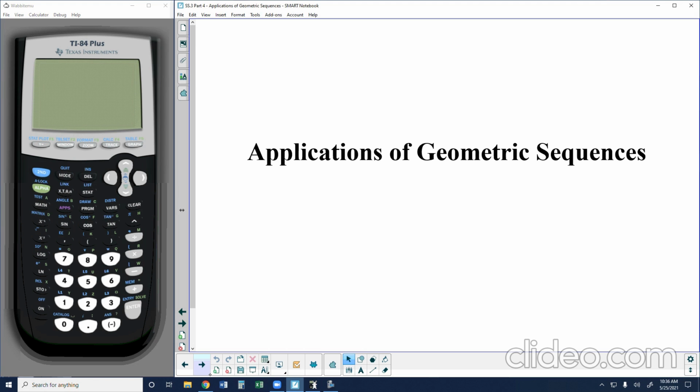In this video, we're going to take a look at applications of geometric sequences. If you have not yet taken a look at the previous videos covering the introduction of a geometric sequence, the nth term formula, and the partial sum formula, make sure you watch those so you have an idea of the concepts that are going to be applied here. Let's jump right into an example problem.